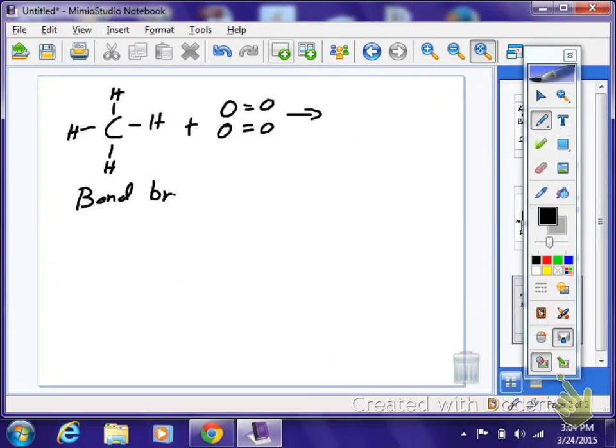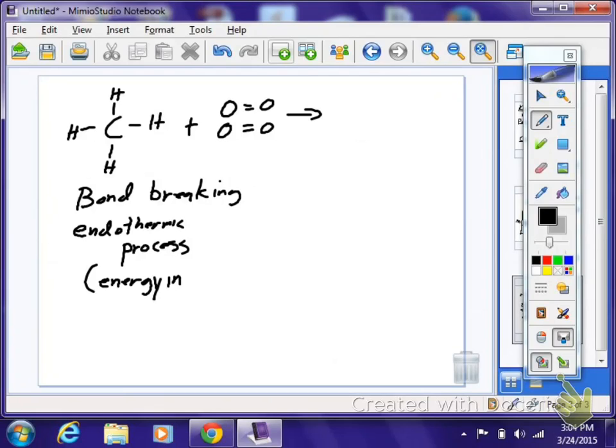Does it take energy to break the bonds? What do you think? Yes or no? Yes. Takes energy to break bonds. So energy in is endothermic. So this is what we call an endothermic process. Okay? Which means energy in. So you got to put a little bit of energy in before the reaction can take place. Alright? Now we boom, we do it. We form these products on this side.